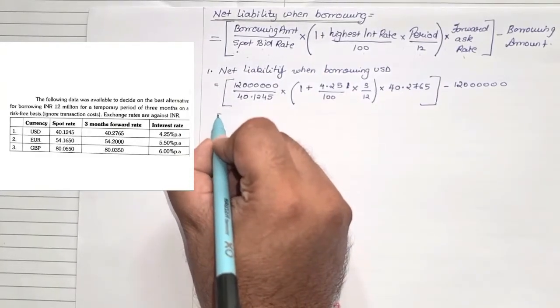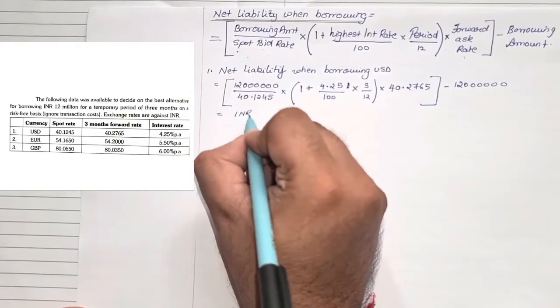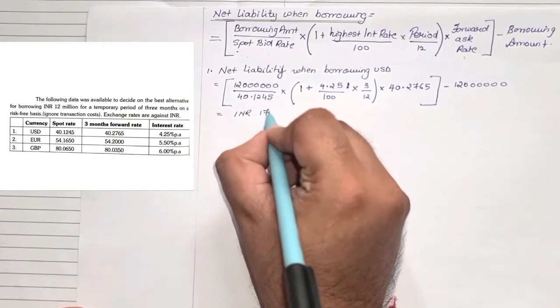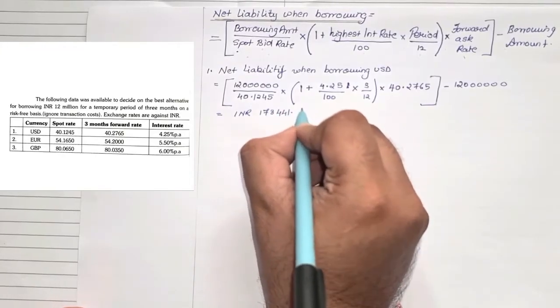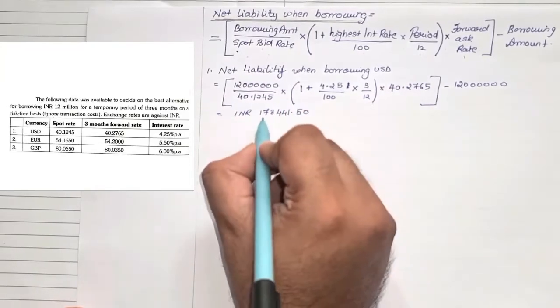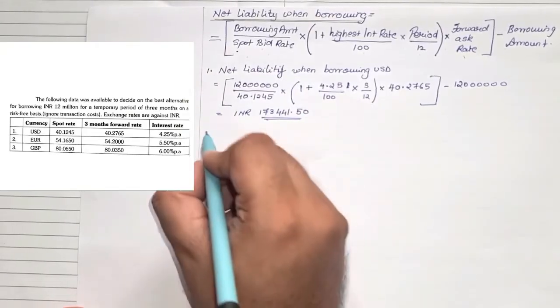Once you solve this, you all should get the value as INR, everything in rupees, INR 1,73,441.50. Okay, from the first one.